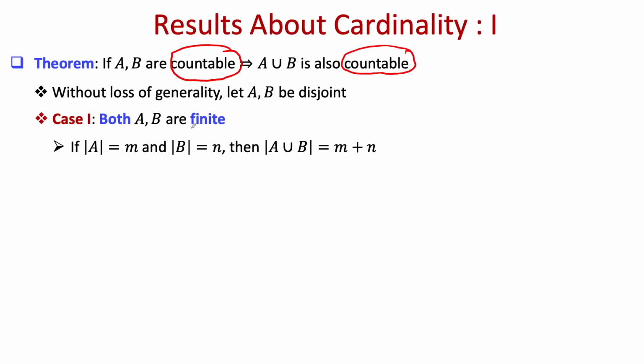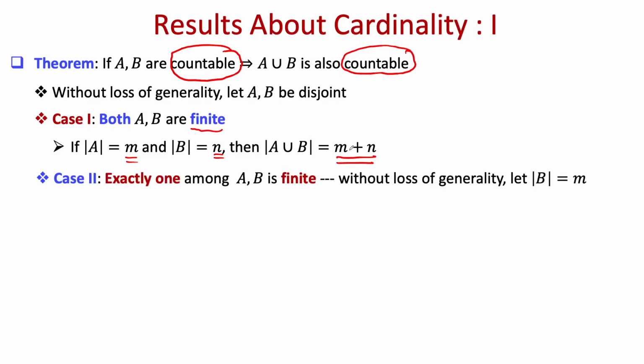Case 1, when both A and B are finite, say the cardinality of A is m and the cardinality of B is n. Then it's easy to see that the cardinality of the union of A and B will be m plus n, which is a finite number, and hence A union B is also countable. Case 2 is when exactly one of the sets A and B is finite, whereas the other set is countably infinite. Now again we can have two possible cases depending upon which of the two sets is countably infinite. So we assume without loss of generality that it is set A which is countably infinite, that means the cardinality of A is aleph null, and the set B is finite. That means it has exactly m elements, where m is some natural number.